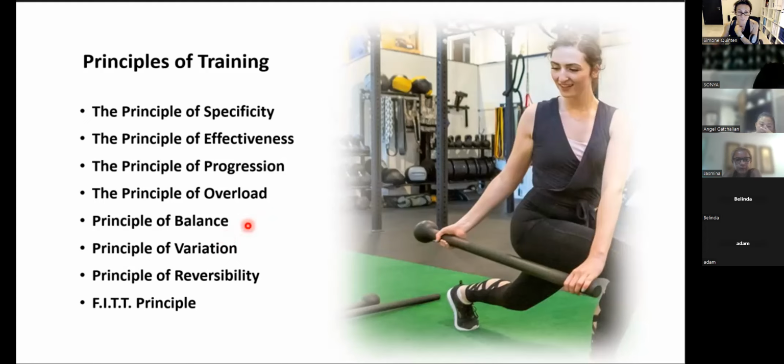Then the principle of balance. We talked about it a few times already. Just make sure that you're not only focused on one muscle group. Make sure that you are training all muscles in your body in a week, okay? It doesn't necessarily mean in one session. If someone trains a few times a week, you can do a split routine. You focus only on one muscle group, and then the day after, you focus on the other side. It's no problem, as long as it is covered in the whole week.